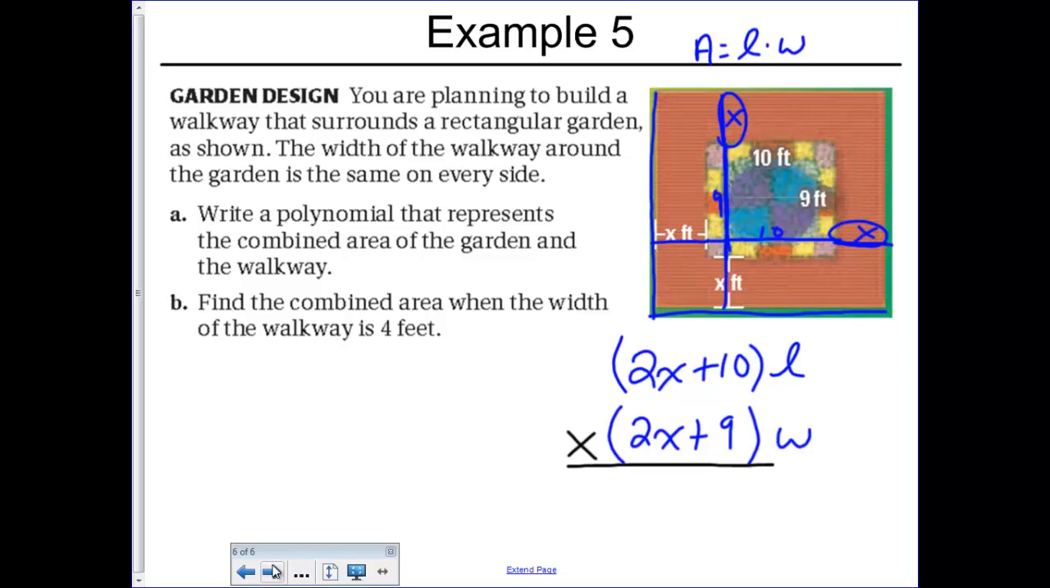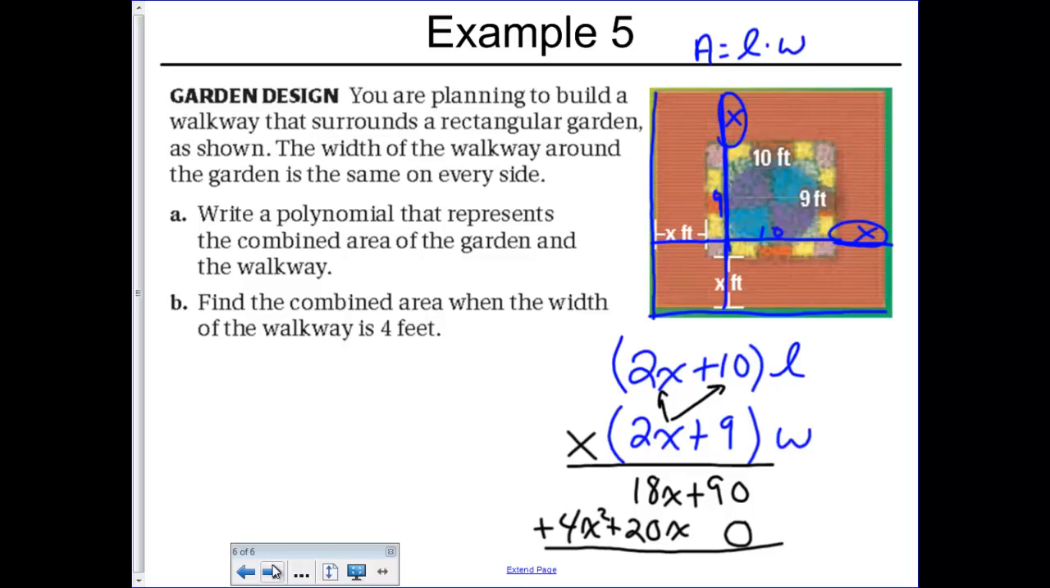So 9 times the 10 will give us 90. 9 times the 2x will give us a positive 18x. Fill in a 0 here when I go over to do my 2x. Now 2x times 10 is going to give me a positive 20x plus 20x. And then the 2x times the 2x is going to give us a positive 4x squared. Draw my line and add those together.